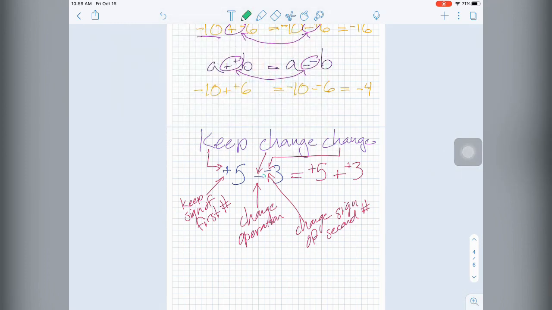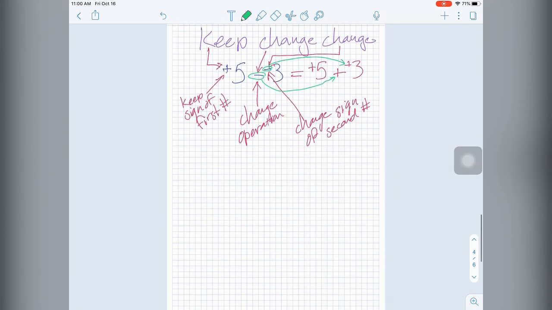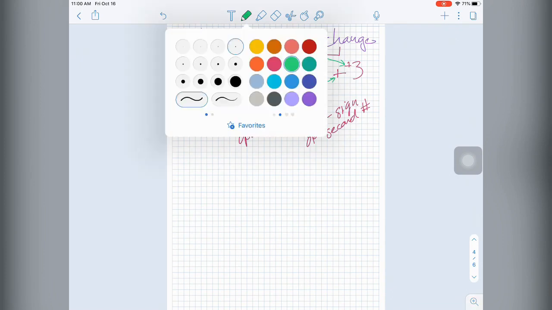So we changed this to that, and we changed this to that. Keep, change, change. And 5 plus 3, a lot of 7th graders get confused by 5 minus negative 3, but understanding that it's the same as 5 plus positive 3, 7th graders can all do 5 plus positive 3. You can literally count that on your fingers. So that's how keep, change, change works. And you can use it for any set of numbers.